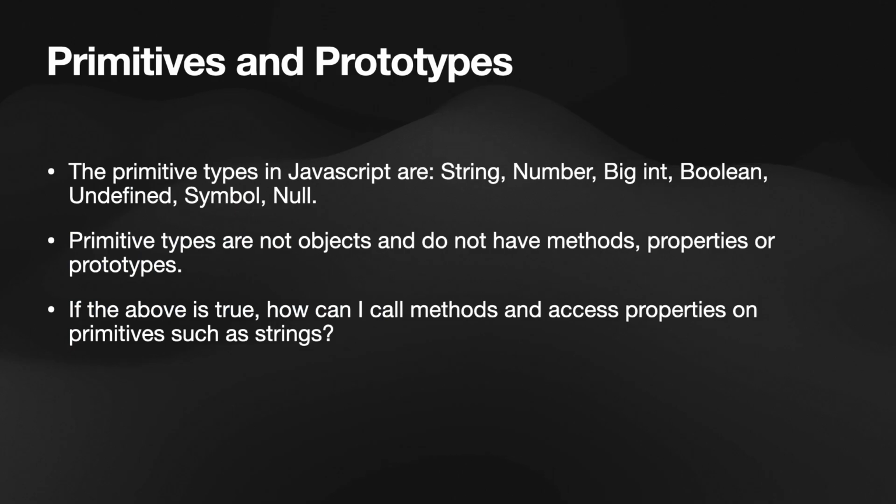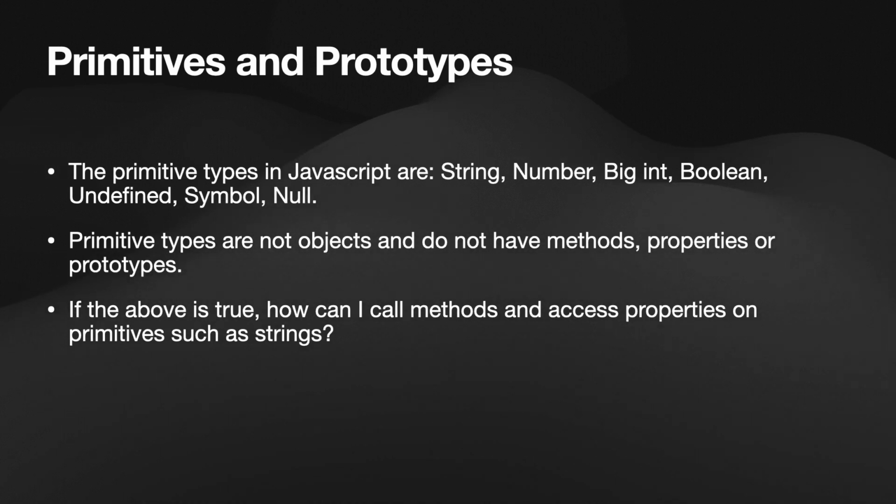Now, to start off with, I just want to talk a little bit about primitive types and objects in JavaScript. Primitive types are things like strings and numbers, big ints, booleans, and these types do not actually have any methods, properties or prototypes associated with them. So you might be thinking, hang on a minute, I've called methods on strings before and accessed the length property and so on and so forth. So what's actually going on here?